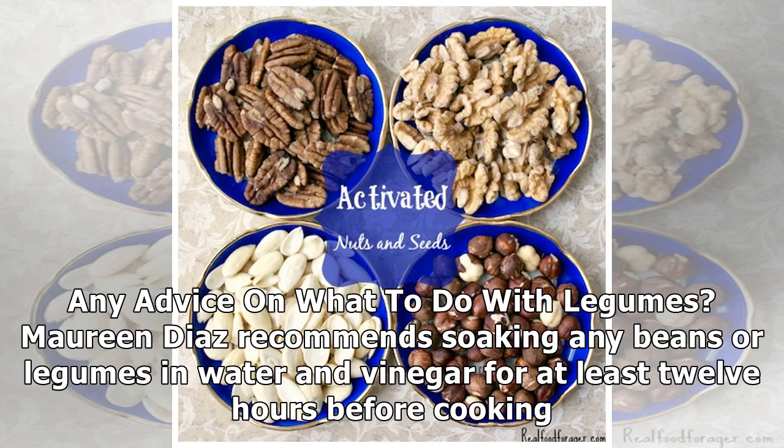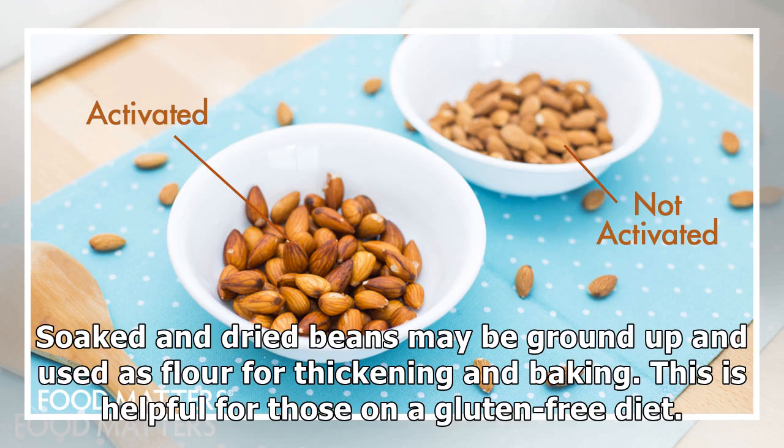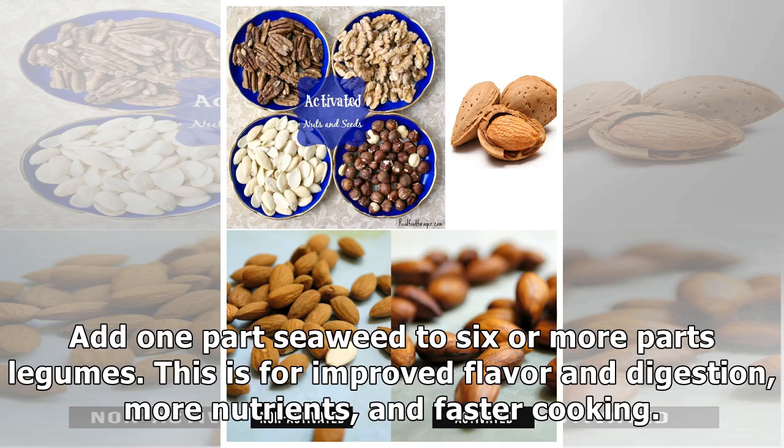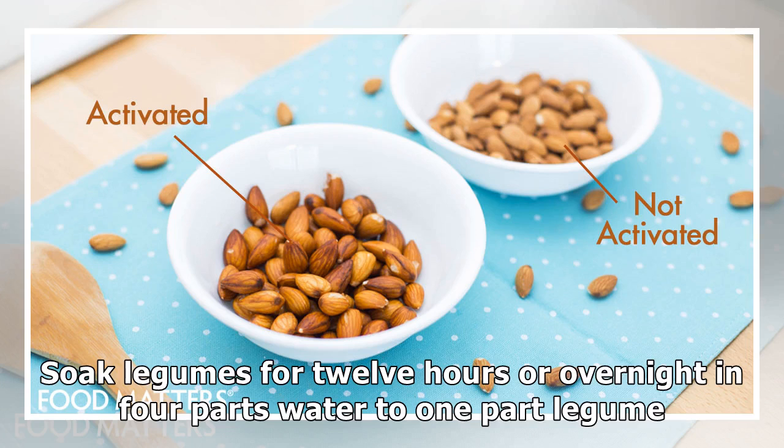Maureen Diaz recommends soaking any beans or legumes in water and vinegar for at least 12 hours before cooking. Soaked and dried beans may be ground up and used as flour for thickening and baking. This is helpful for those on a gluten-free diet. One recommendation includes placing soaked kombu or kelp seaweed in the bottom of the pot when soaking legumes. Add 1 part seaweed to 6 or more parts legumes. This is for improved flavor and digestion, more nutrients, and faster cooking.